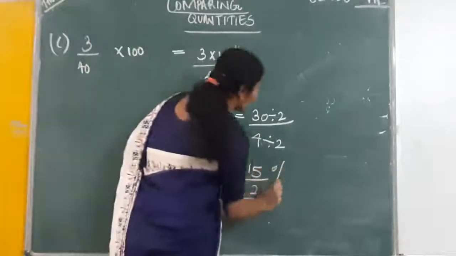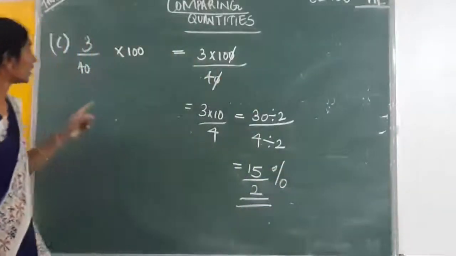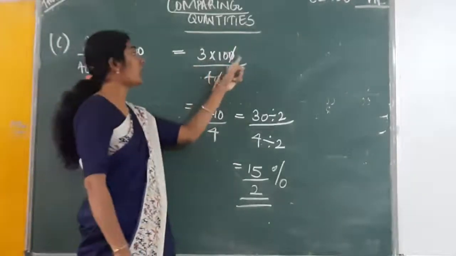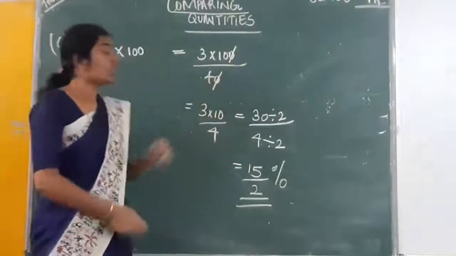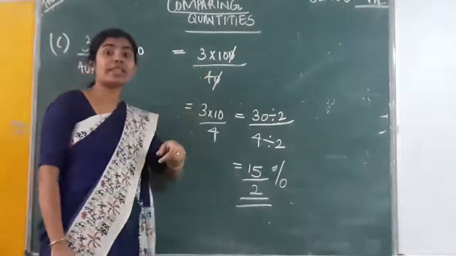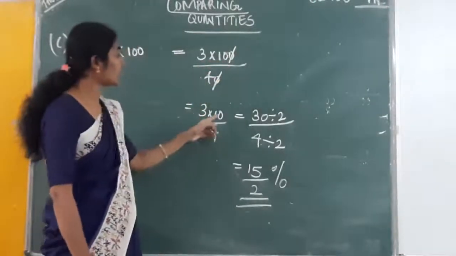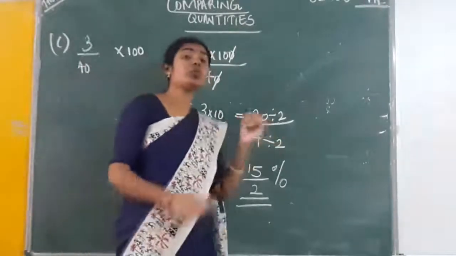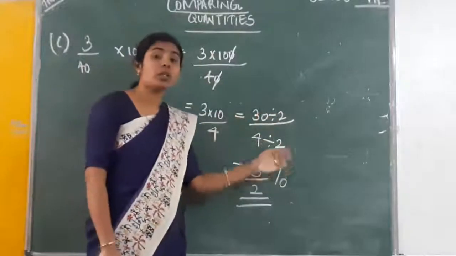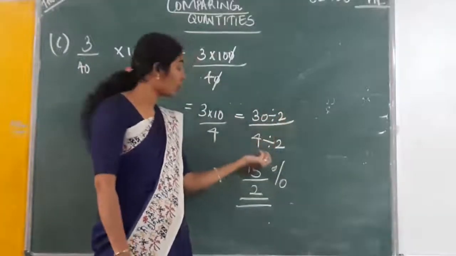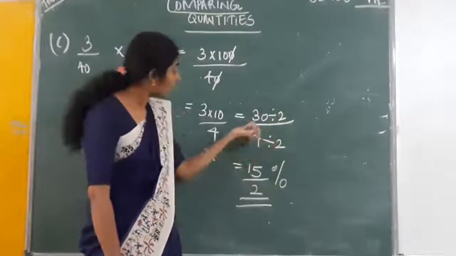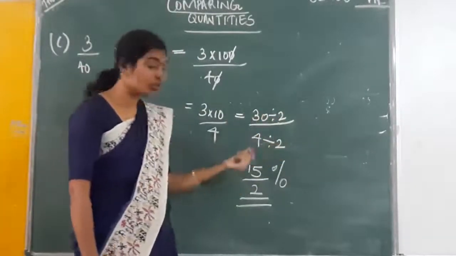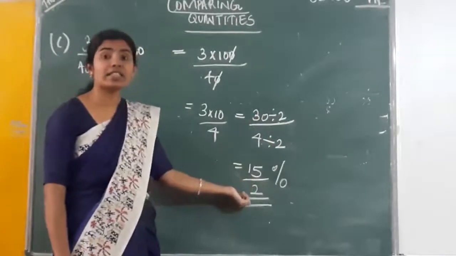What will you get as the final answer? 15 by 2 percentage. Again you see, given fraction multiplied by 100, you will get 3 multiplied by 100 whole divided by 40. The same number of zeros remains, you can cancel it. So what you will get? 3 tens are 30, 30 by 4. Now 30 and 4 both are in which table? 2 table. So divide the numerator and denominator by 2. 30 divided by 2 you will get 15, 4 divided by 2 you will get 2. So what is the final answer?